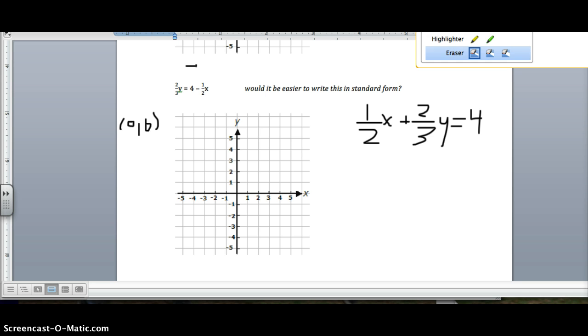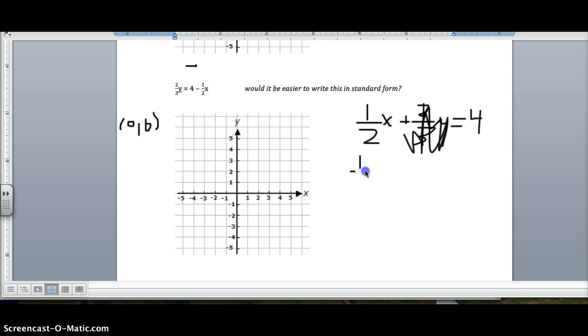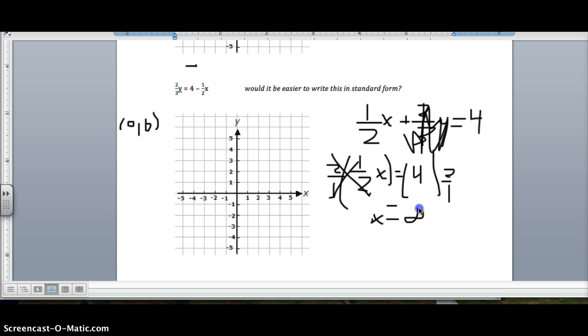Okay, so now I'm going to say y is 0, which means that goes away. So we now have 1/2 x equals 4. Remembering, multiply by the reciprocal, 2/1. Those cancel out. We have x equals 8.